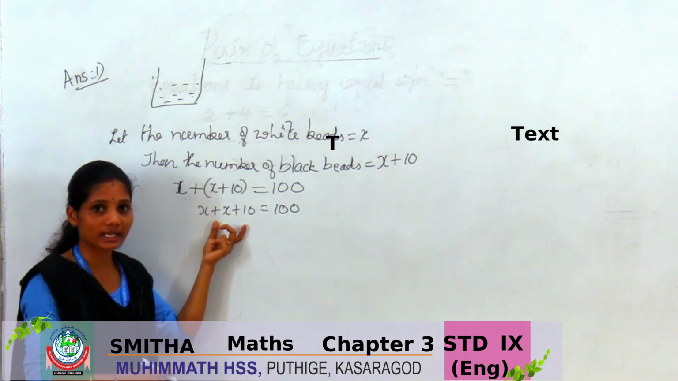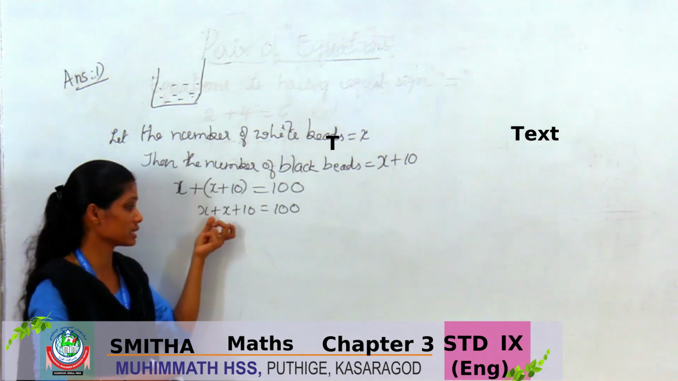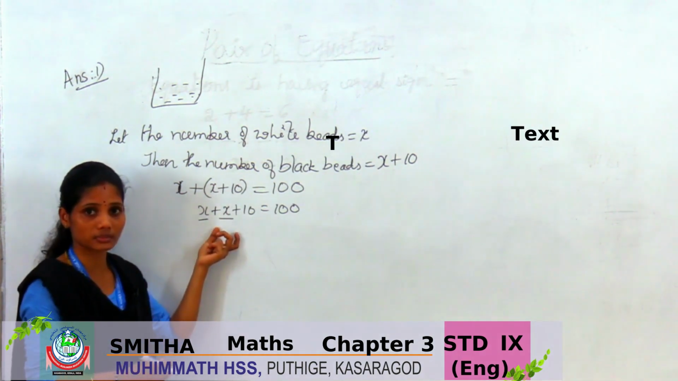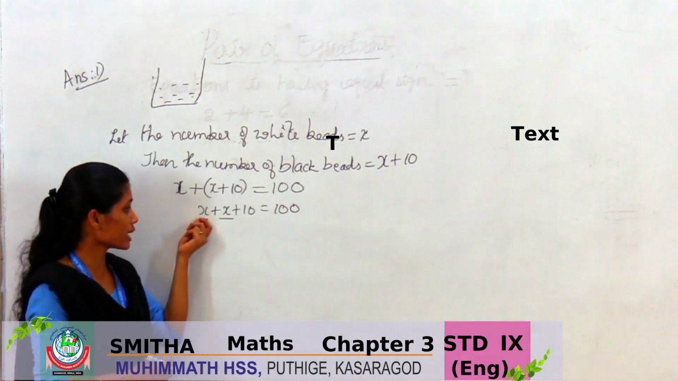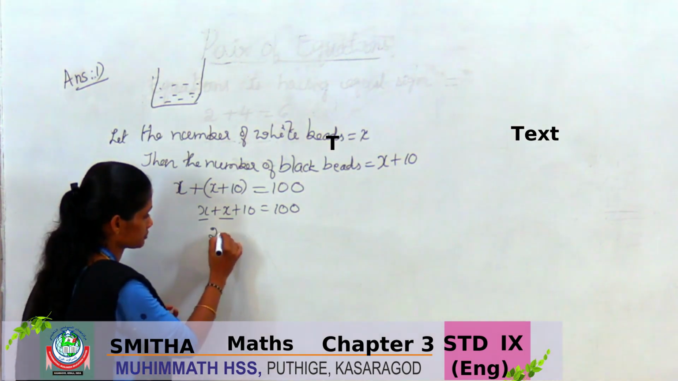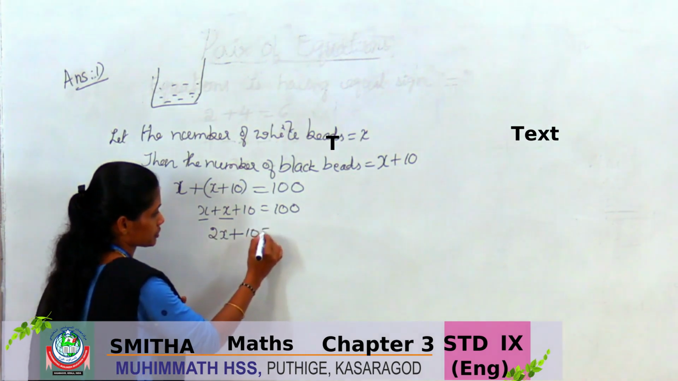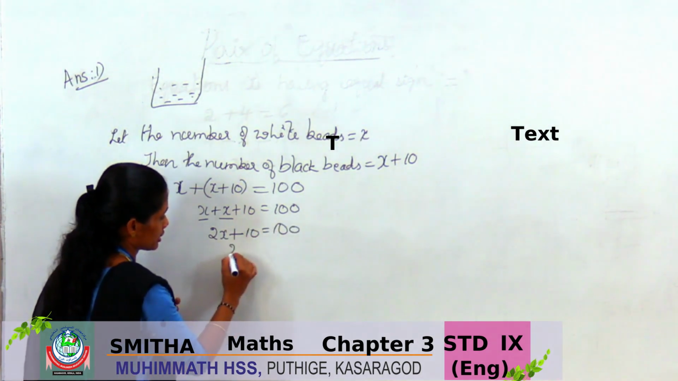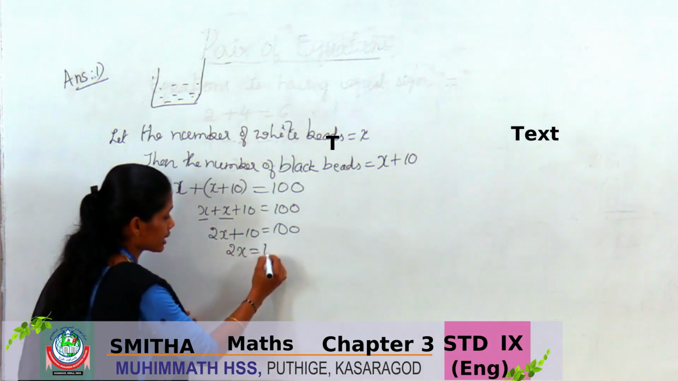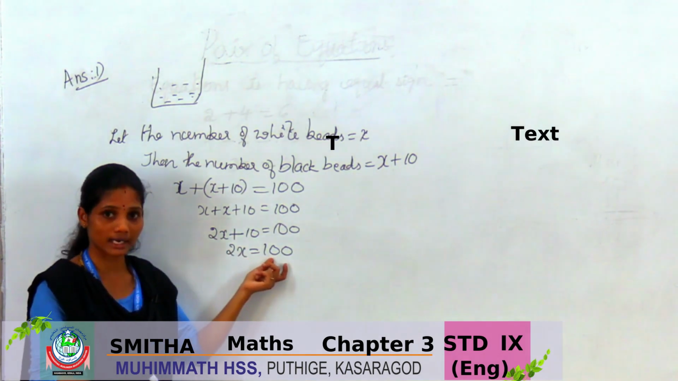Simplification: x plus x plus 10 equals 100. While simplifying an equation, you must concentrate on the algebraic terms, meaning like terms. Here x and x are like terms. Let us simplify. 1x plus 1x is 2x, plus 10 equals 100. 2x plus 10 is equal to 100.